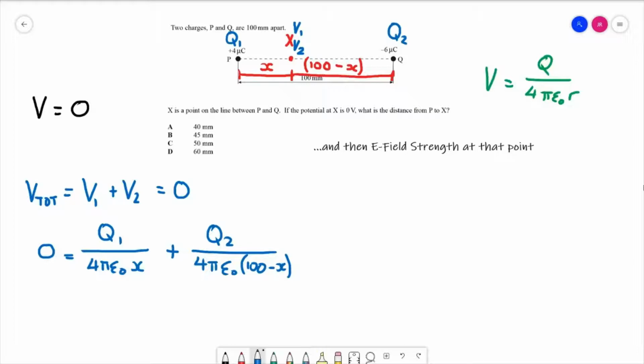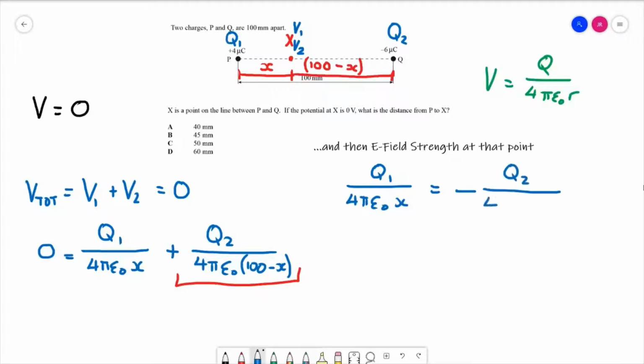From the equation we've written, I'm going to subtract the second term, so the term for Q2, from both sides. What we're left with then is Q1 over 4 pi epsilon naught x is equal to minus, because we subtracted from both sides, Q2 over 4 pi epsilon naught 100 minus x. That's our distance.